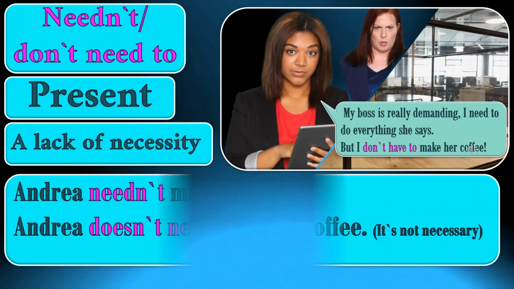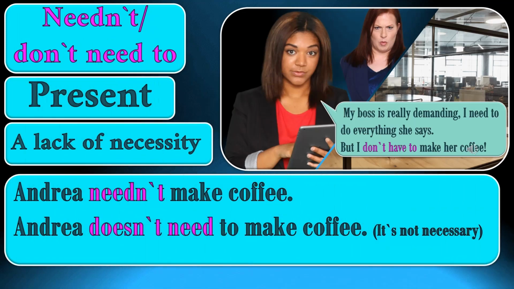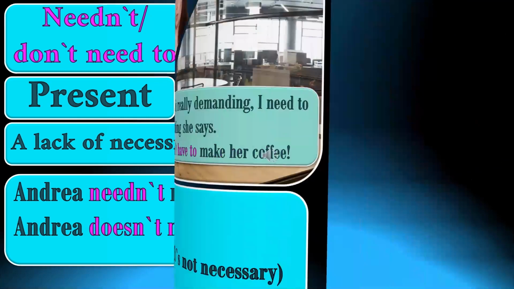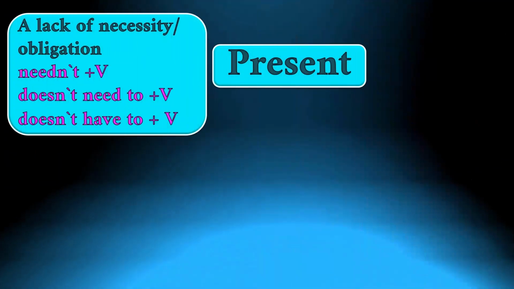Needn't or don't need to is important when we talk about a lack of necessity in present. Andrea needn't make coffee for her boss. Andrea doesn't need to make coffee for her boss because it's not necessary. Both these sentences are equal. To express a lack of necessity or obligation, we can equally use three structures: needn't plus a verb, doesn't need to plus a verb, and doesn't have to plus a verb.